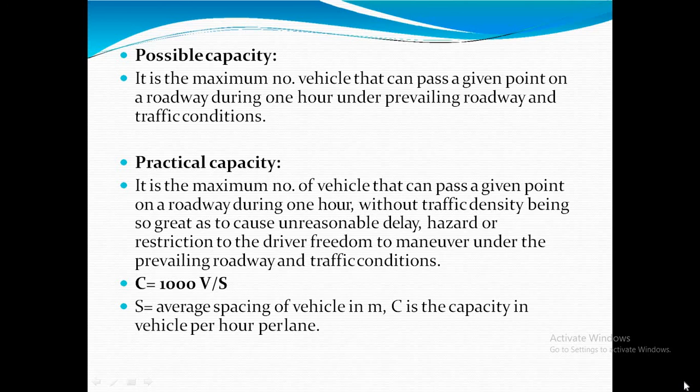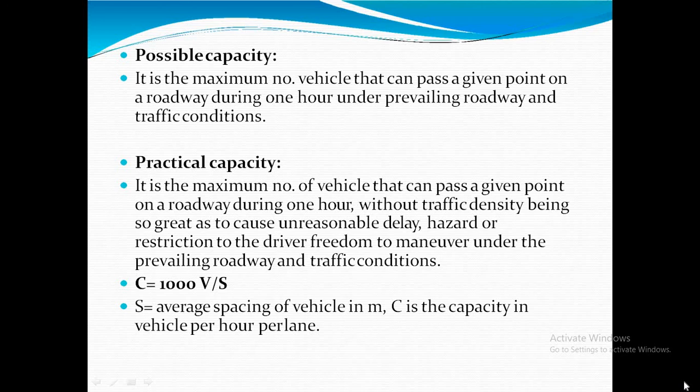Practical capacity is the maximum number of vehicles that can pass a given point on a roadway during 1 hour without traffic density being so great as to cause unreasonable delay, hazard or restriction to the driver's freedom to maneuver under the prevailing roadway and traffic conditions. So here the formula is C equals 1000 V upon S.